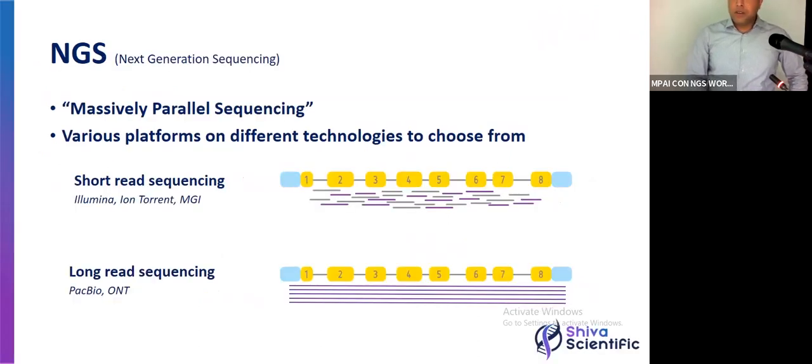So NGS, I think Dr. Bhatia, Dr. Arun, and so many other speakers have already covered. It's a massively parallel sequencing. So let's start the revision for you. And there are various platforms, categorized into two broad categories: short read sequencing and long read sequencing. In short read sequencing, there are players like Illumina, Ion Torrent, and others. In long read sequencing, there are PacBio and Oxford Nanopore.